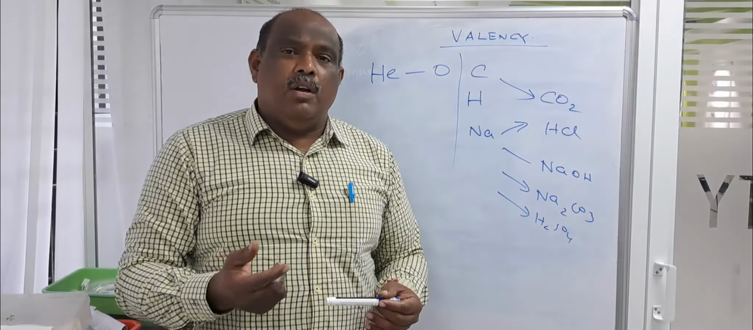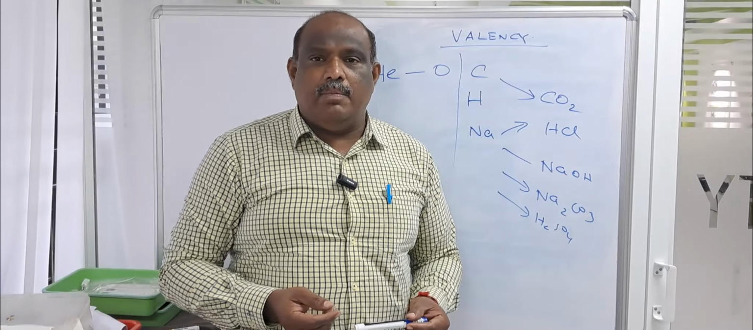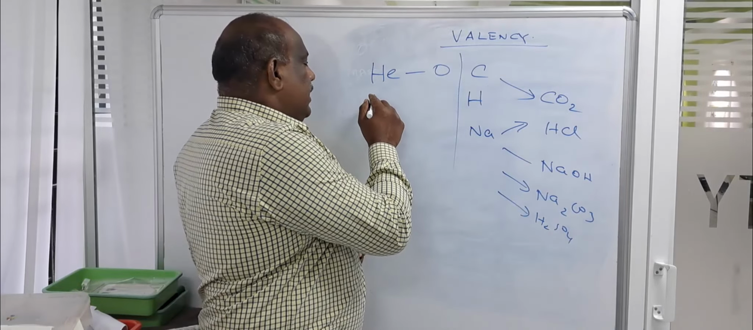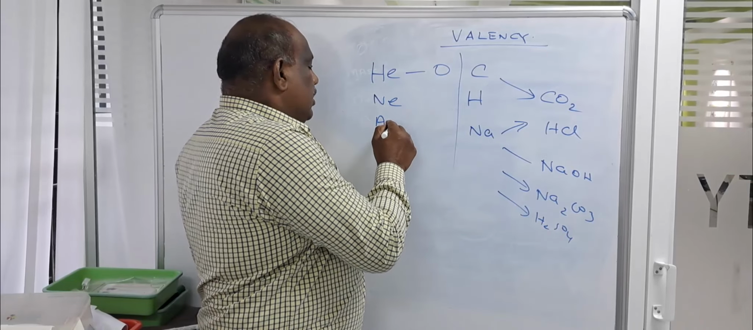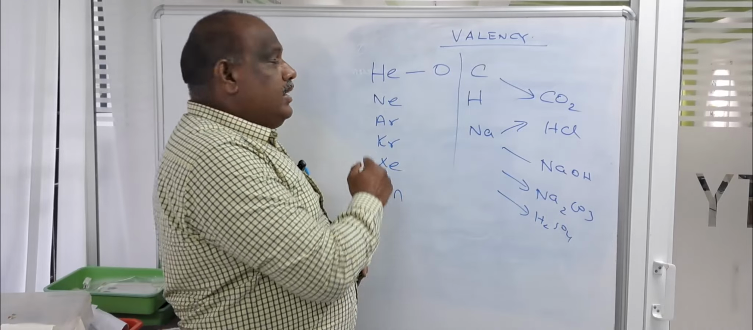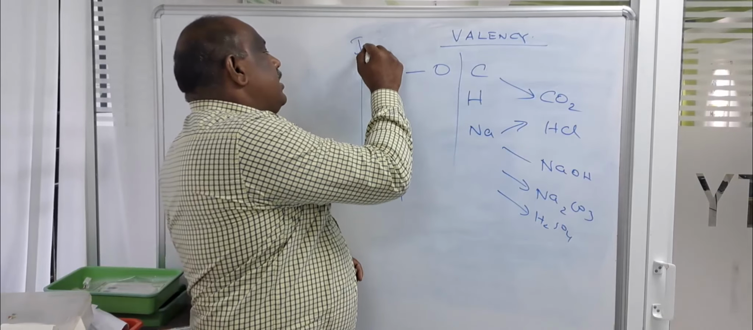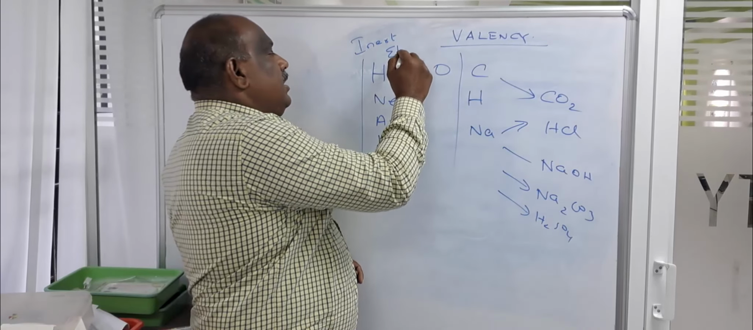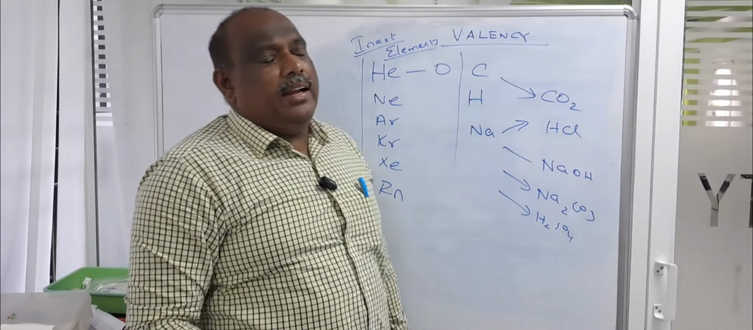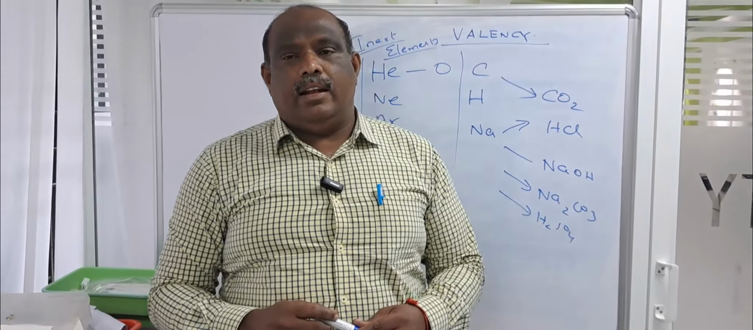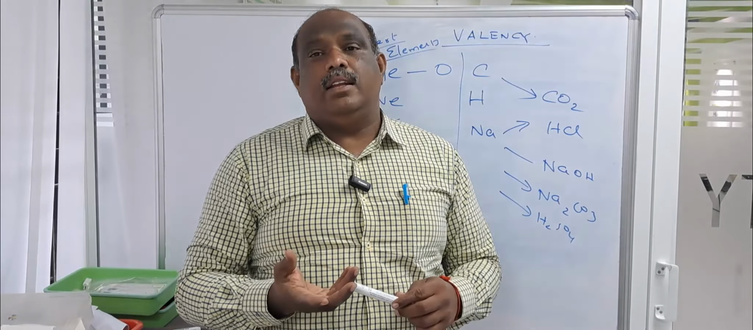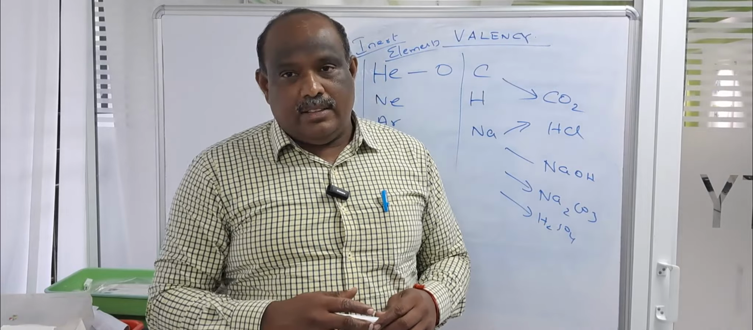Then the question will come to you: what is stable? I will tell first of all what is stable. Helium, then neon, argon, krypton, xenon, radon. These are called inert elements or inert gases. Inert means what? Highly non-reactive. Even if I am going to shout at your ear, if I am going to react like this, it's called inert.